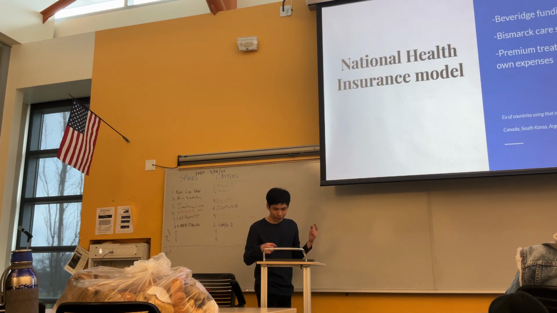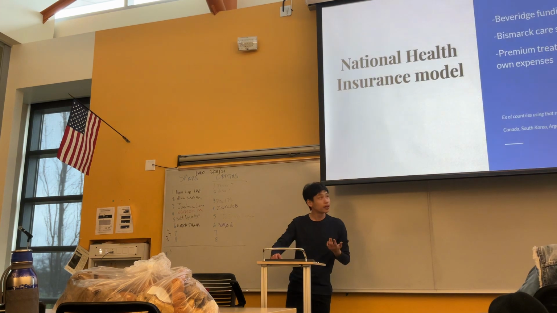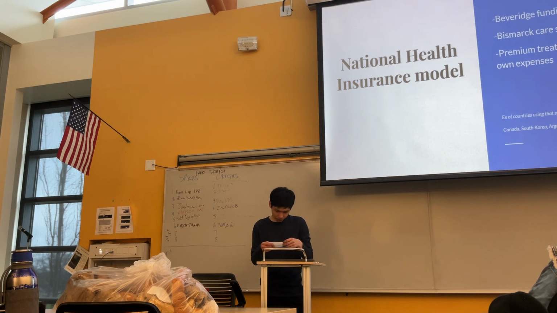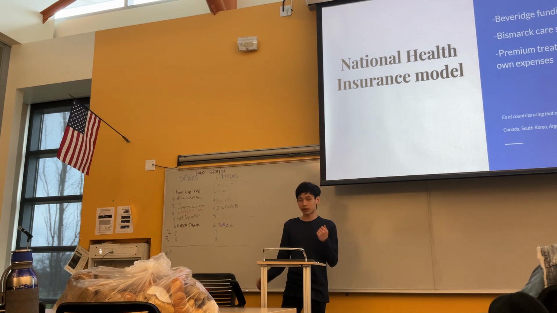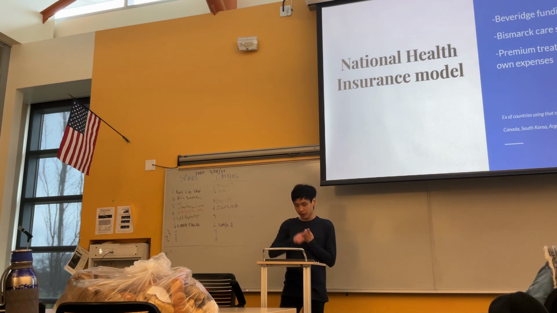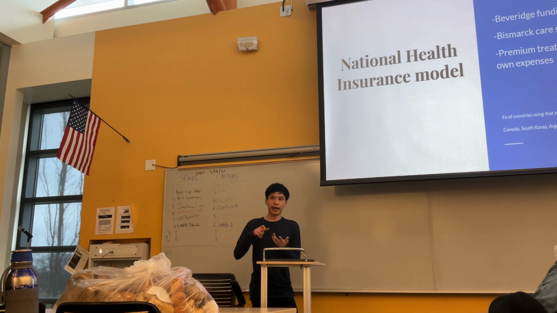So now that I've talked about the Bismarck model, I'd like to talk about the National Health Insurance model. The National Health Insurance model is a combination of both the Beveridge model and the Bismarck model. It takes the funding of the government, which is like the Beveridge, and it provides services through private services. So it's similar to the Bismarck model.